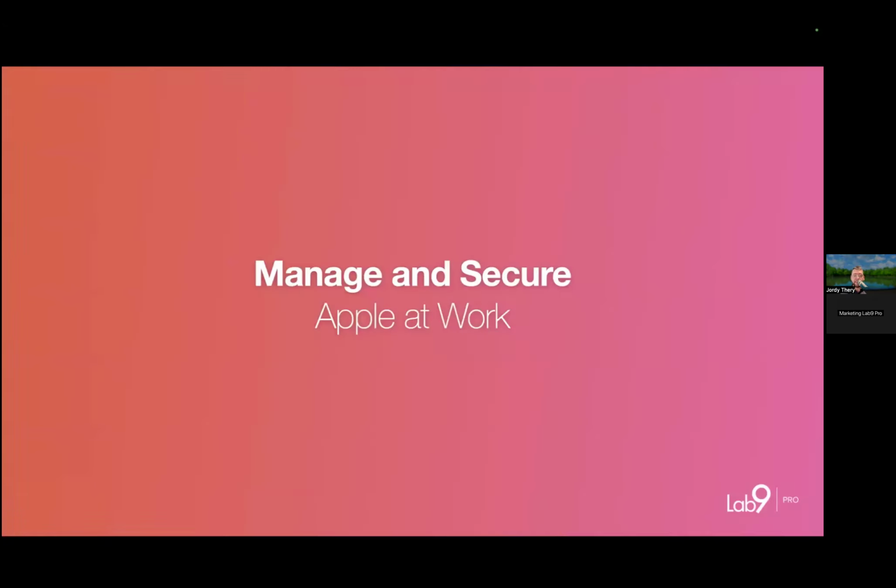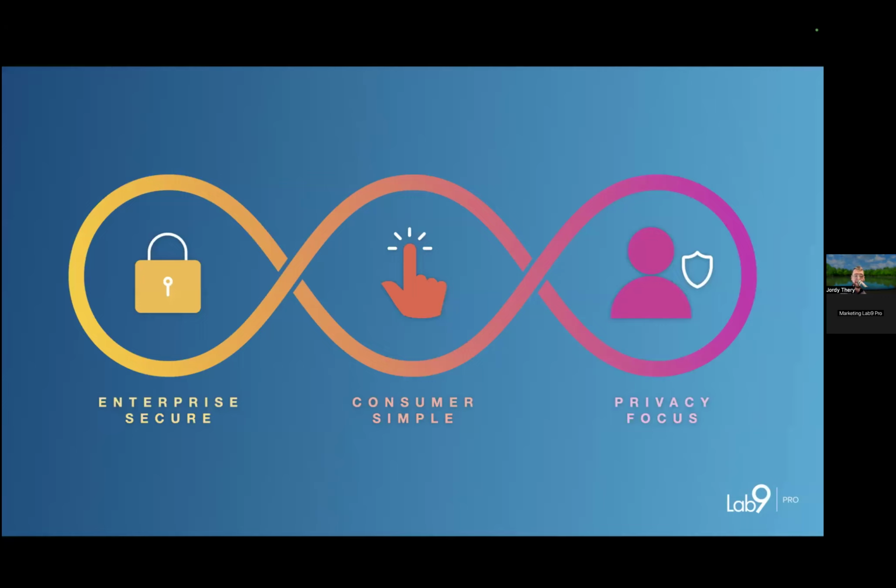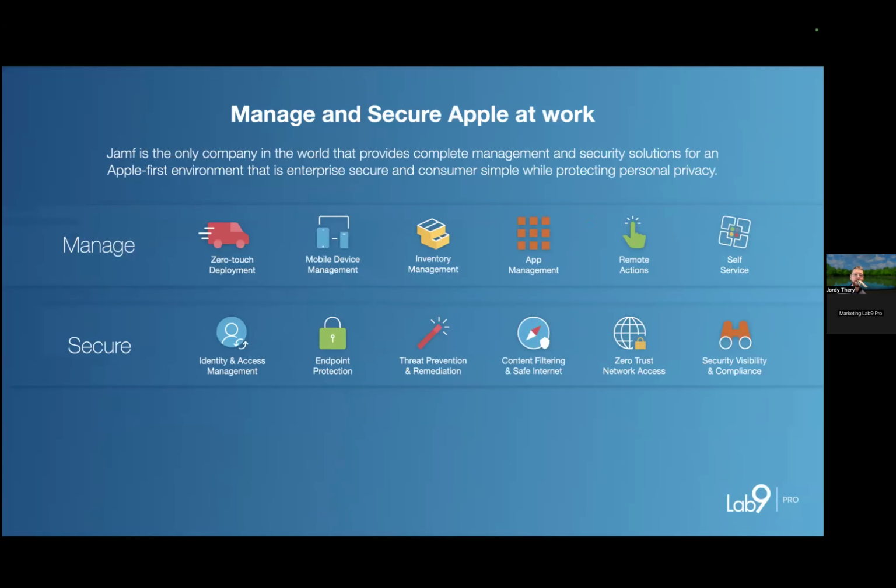We have one objective today, right? We want to manage and secure our Apple devices at work. And how do we want to do that? We want to do that whilst keeping the devices enterprise secure, consumer simple, and privacy focused. Jamf is really one of the only companies that offers a complete management and security solution for an Apple-first, Apple-best environment. From zero touch deployment to app management, the self-service app, identity and access management, threat prevention, zero trust network access, and much more, they have a solution for each and every one of those points, and we will be covering them today.